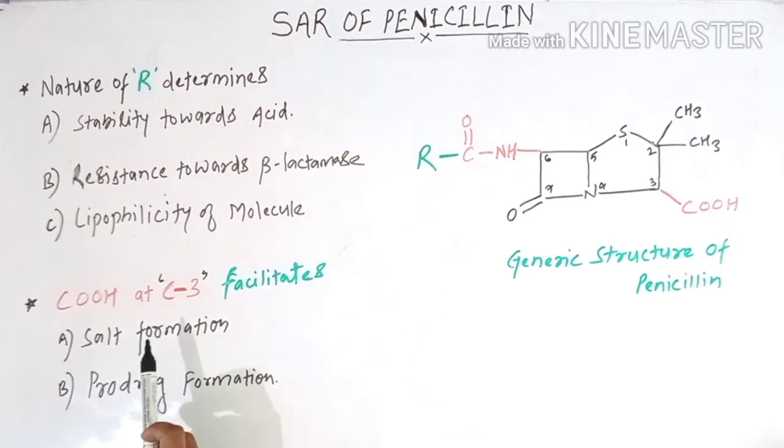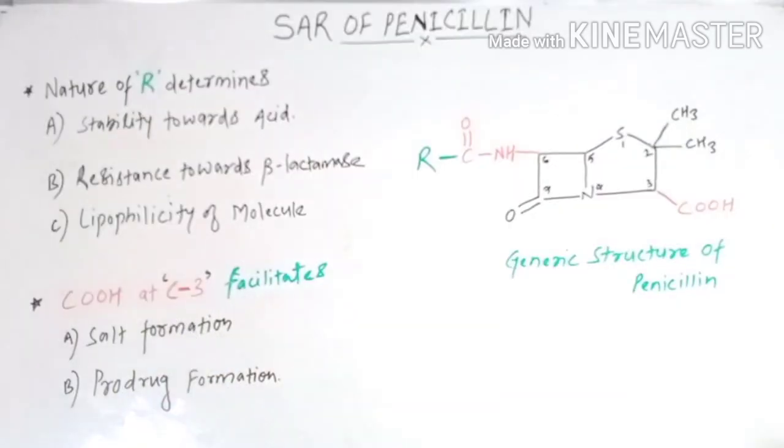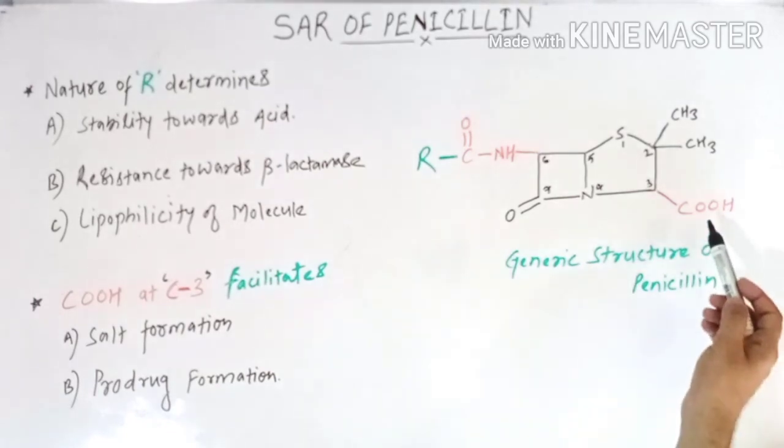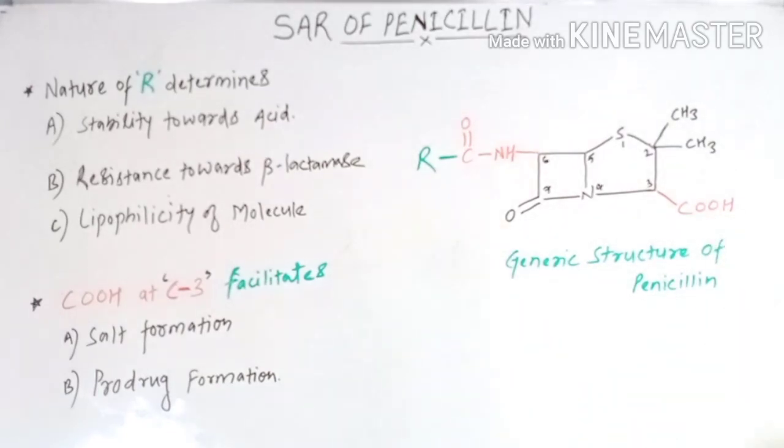Now we will come to the substitution at the COOH at the C3 position. So this C3 position is required for its antibacterial activity, meaning a free carboxyl group is essential for antibacterial activity, but we can substitute this carboxyl group for two purposes. First is for salt formation. So various sodium, potassium and calcium salts of these penicillins are available in the market, and this salt formation is used to improve the solubility of this penicillin in aqueous media. So for salt formation we generally substitute this carboxyl group, but another important function is prodrug formation.